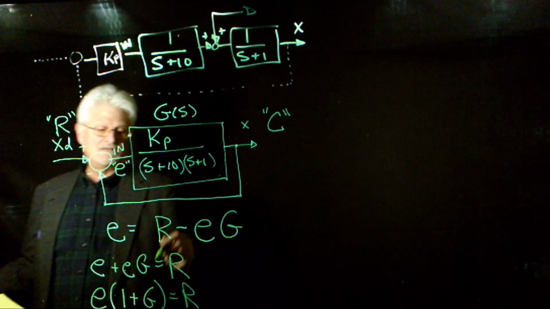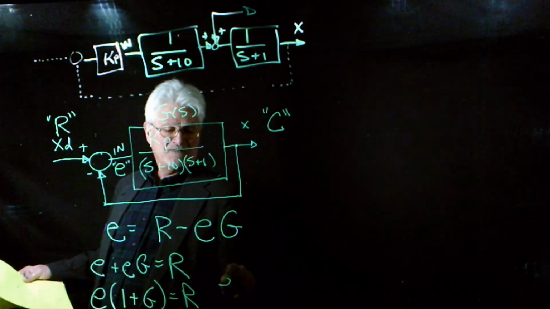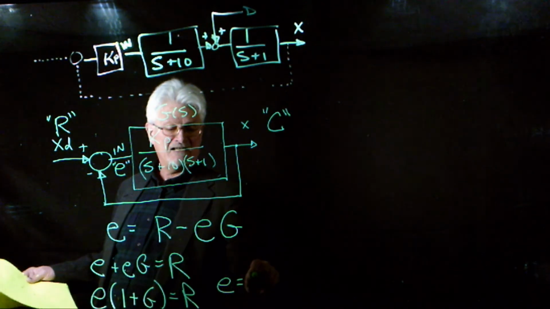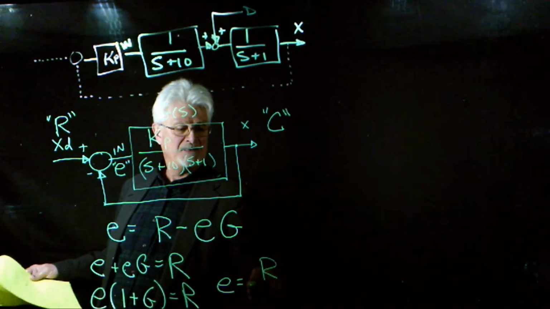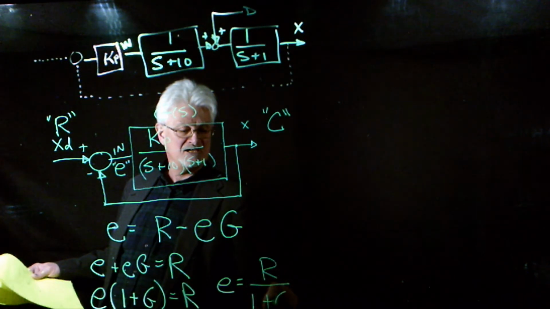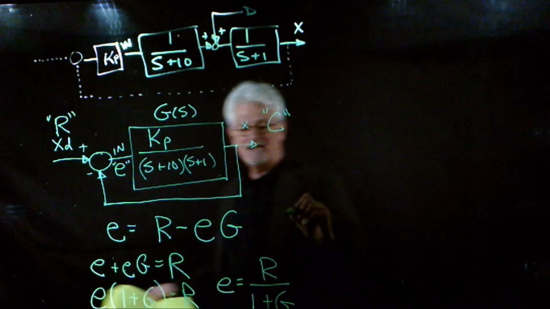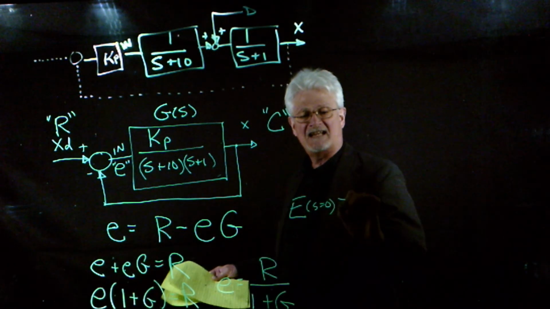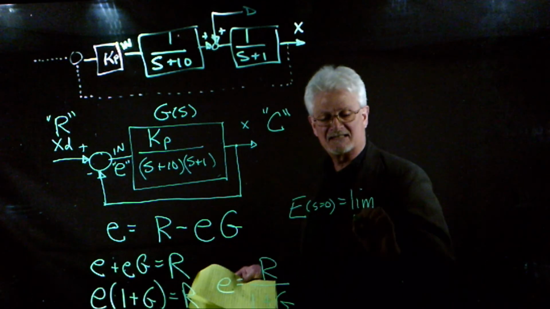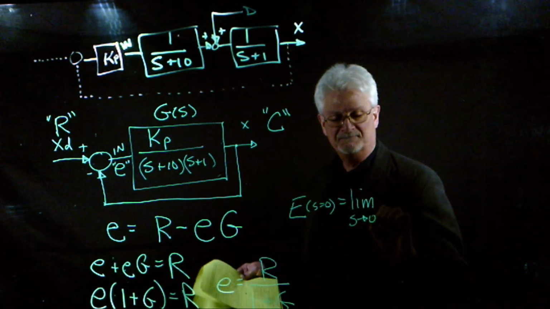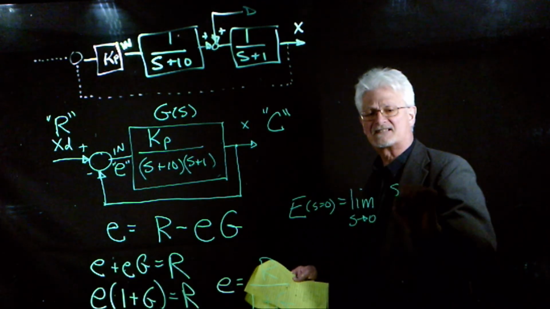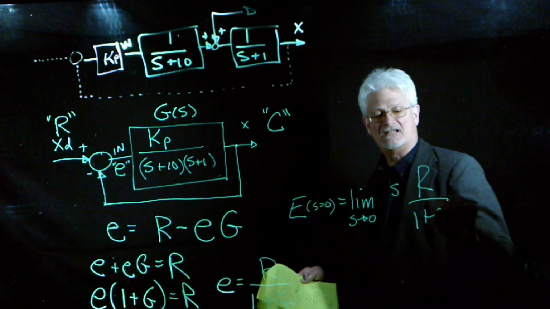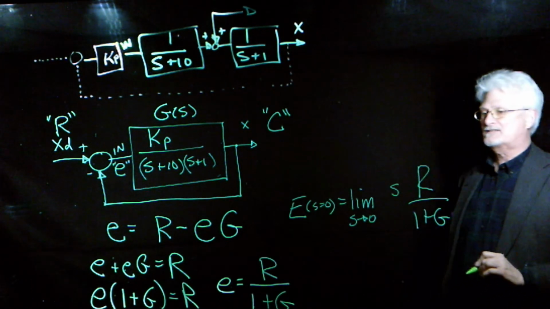And then if I want to know what E is as a function of R, E is equal to R over 1 plus G. And if I want to know the steady state error, E of s at steady state, it is the limit as s approaches 0 of s times the function, which is R over 1 plus G. See how that works?